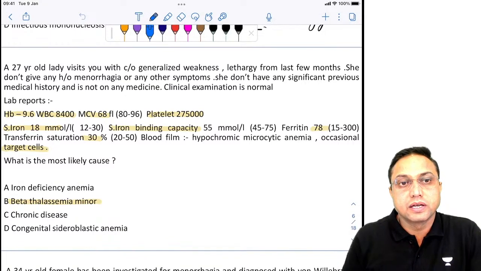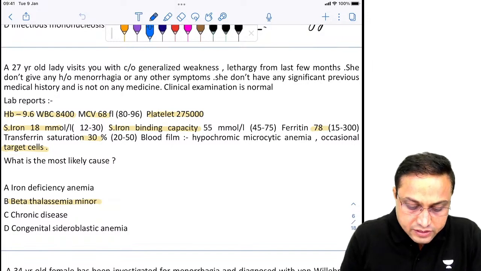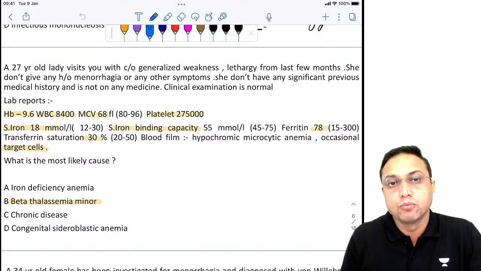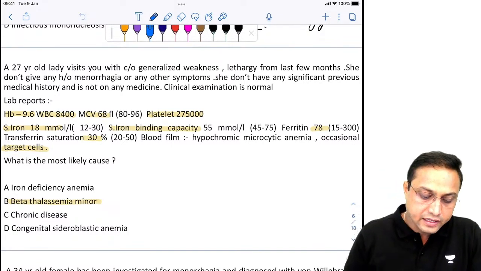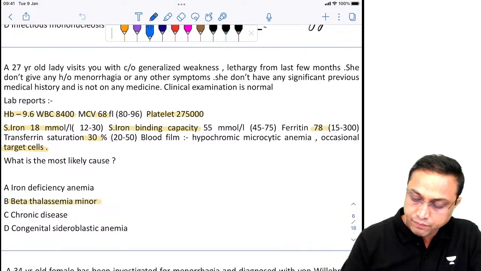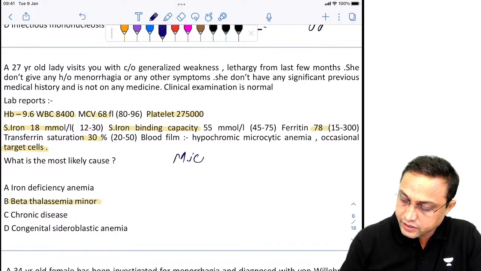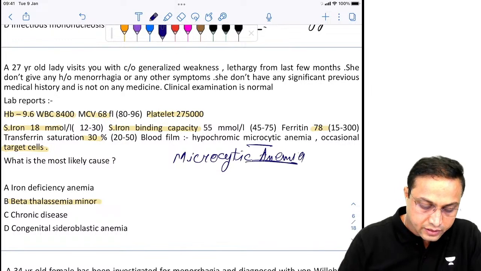See, in the question, there are normal iron studies, right? That means this patient is going to have an underlying hemoglobinopathy, right? And this hemoglobinopathy is most likely because of microcytic anemia. Here it is even written microcytic anemia, right?